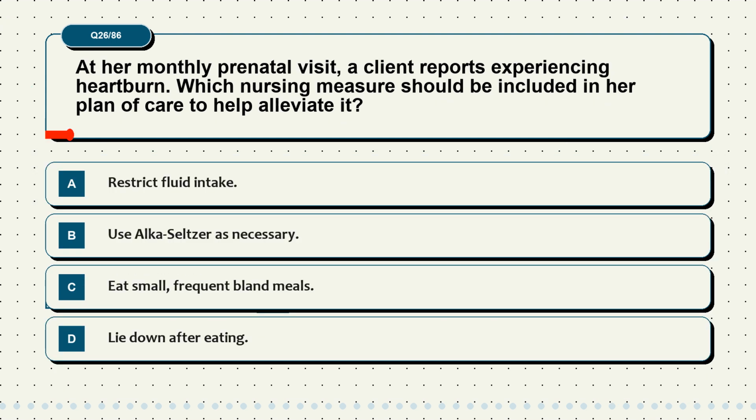Question 26. At her monthly prenatal visit, a client reports experiencing heartburn. Which nursing measure should be included in her plan of care to help alleviate it? Here are the options. Option A. Restrict fluid intake. Option B. Use Alka-Seltzer as necessary. Option C. Eat small, frequent bland meals. Option D. Lie down after eating.